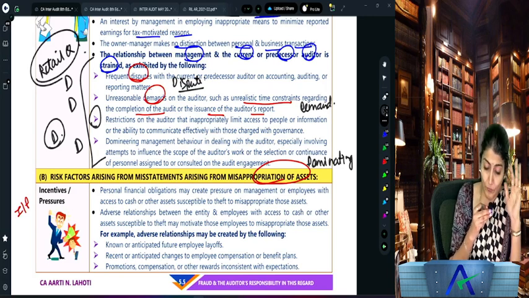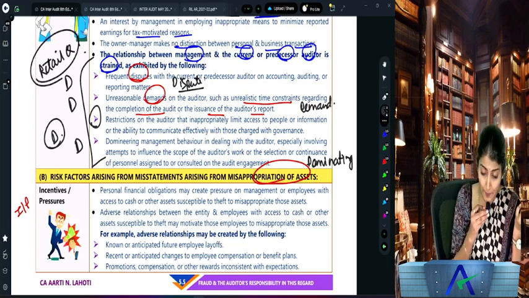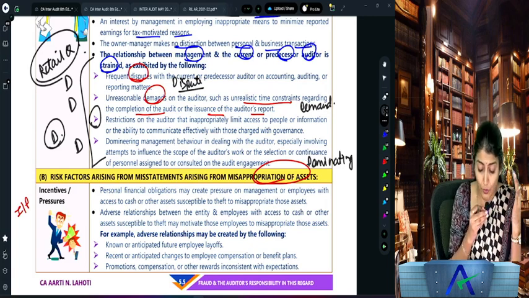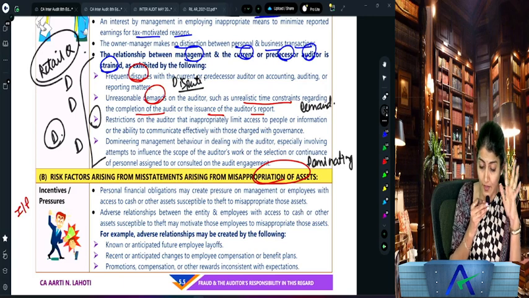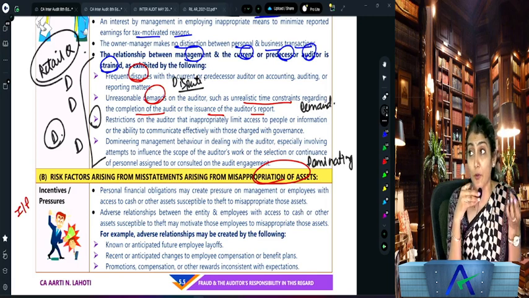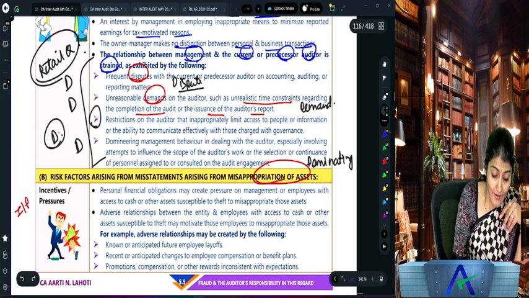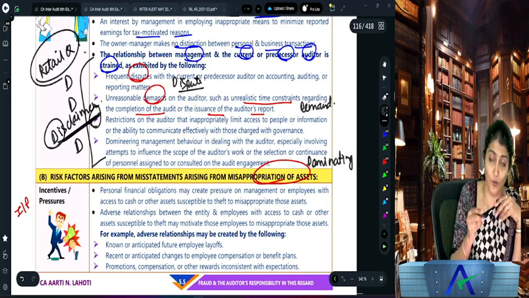Restrictions on the auditor that inappropriately limit access to people or information or the ability to communicate effectively with TCWG. What is management doing? Imposing a limitation on the scope of the audit. Generally, if they impose a limitation on scope, we may issue a disclaimer of opinion, right? So that's the limitation on scope, right?